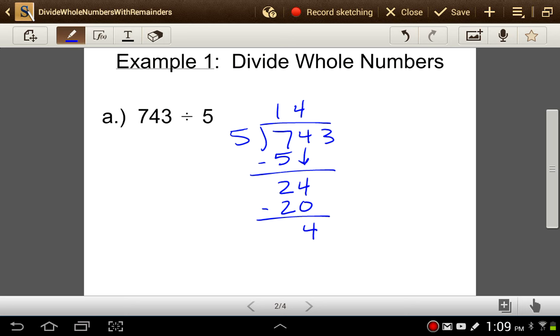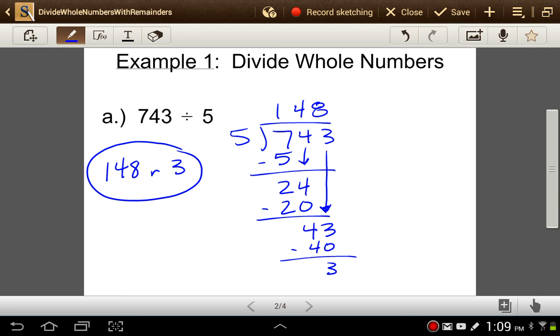Now I'm going to bring down the 3. That's going to give me 43. How many times does 5 go into 43? That goes in 8 times, and that is 40. So I'm going to subtract, and I get 3. Since I have no other numbers, and we're not writing them as fractions or as decimals right now, my answer would be 148 with the remainder of 3. There's 3 left over. Okay, and that's how you're going to divide whole numbers.